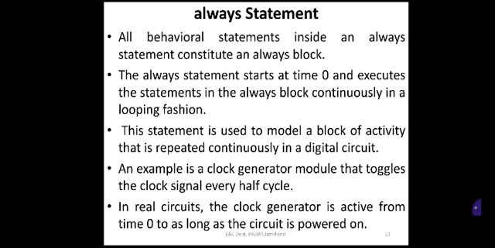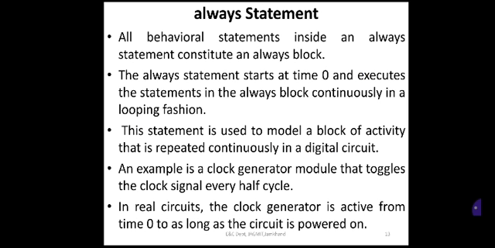So until now we have discussed the initial statement. This is one of the structured procedures. The second structured procedure statement in Verilog is the always statement. All the behavior statements inside an always statement constitute an always block, similar to the initial block. When you write the initial statement it consists of an initial block; similar to that, an always statement constitutes an always block. The statements written within an always statement are called the always block.